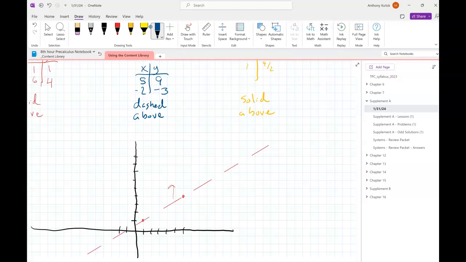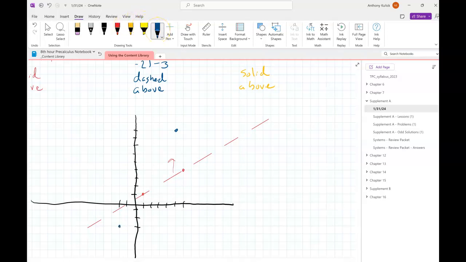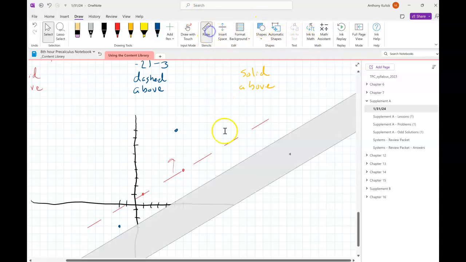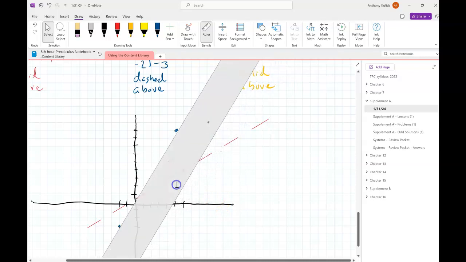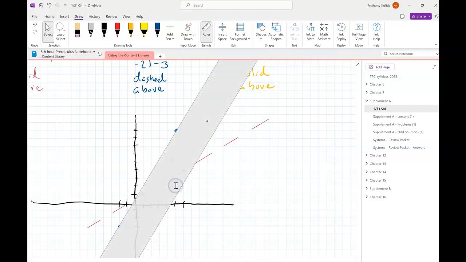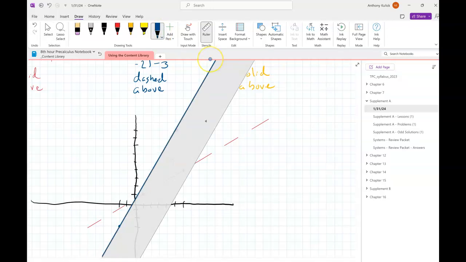The blue, we have 5, 9. And then -2, -3. Oops, I forgot to put any negatives down here. 1, 2, 3. Grab my ruler out again. Seems okay. This one is a solid line. And again, we're shading above.